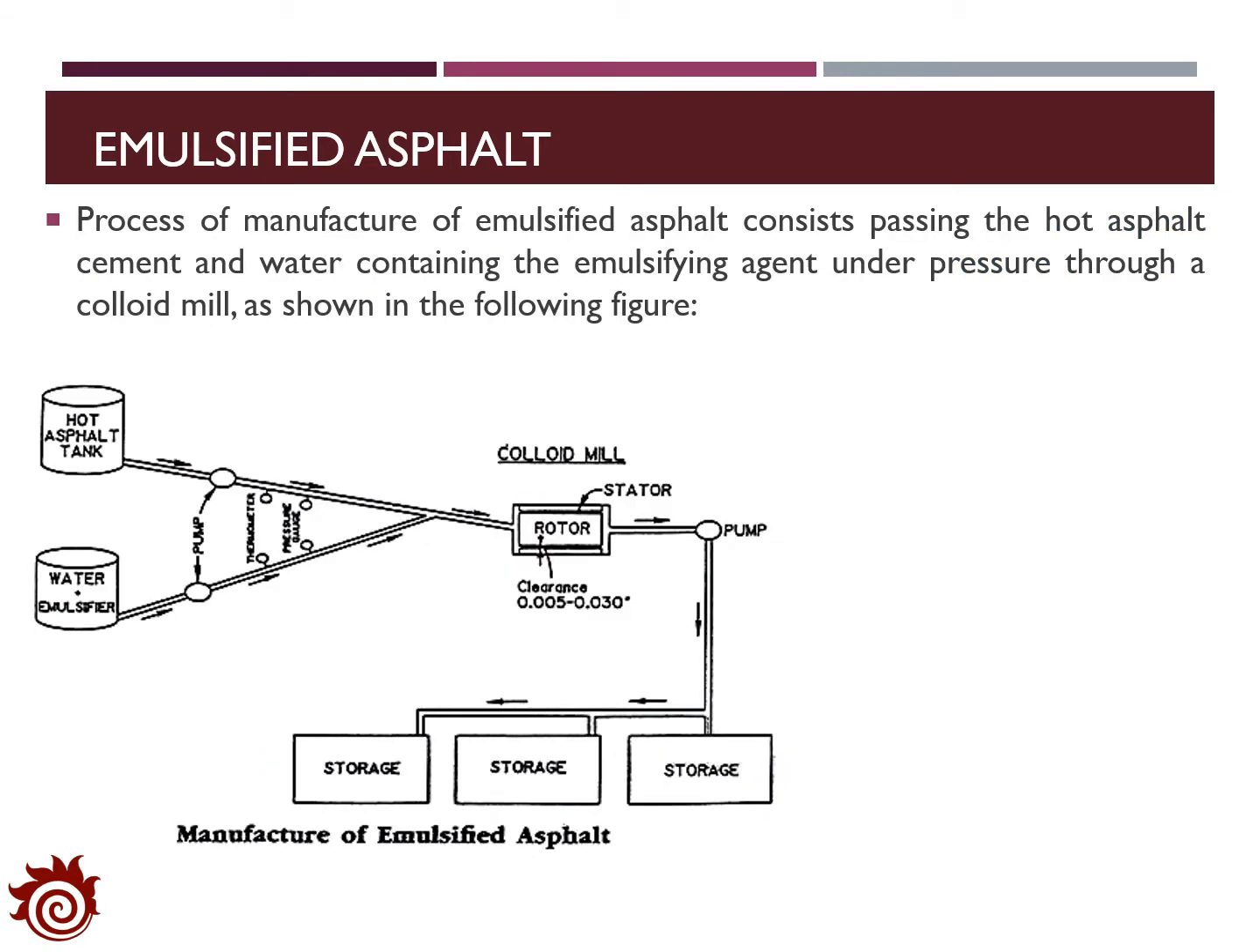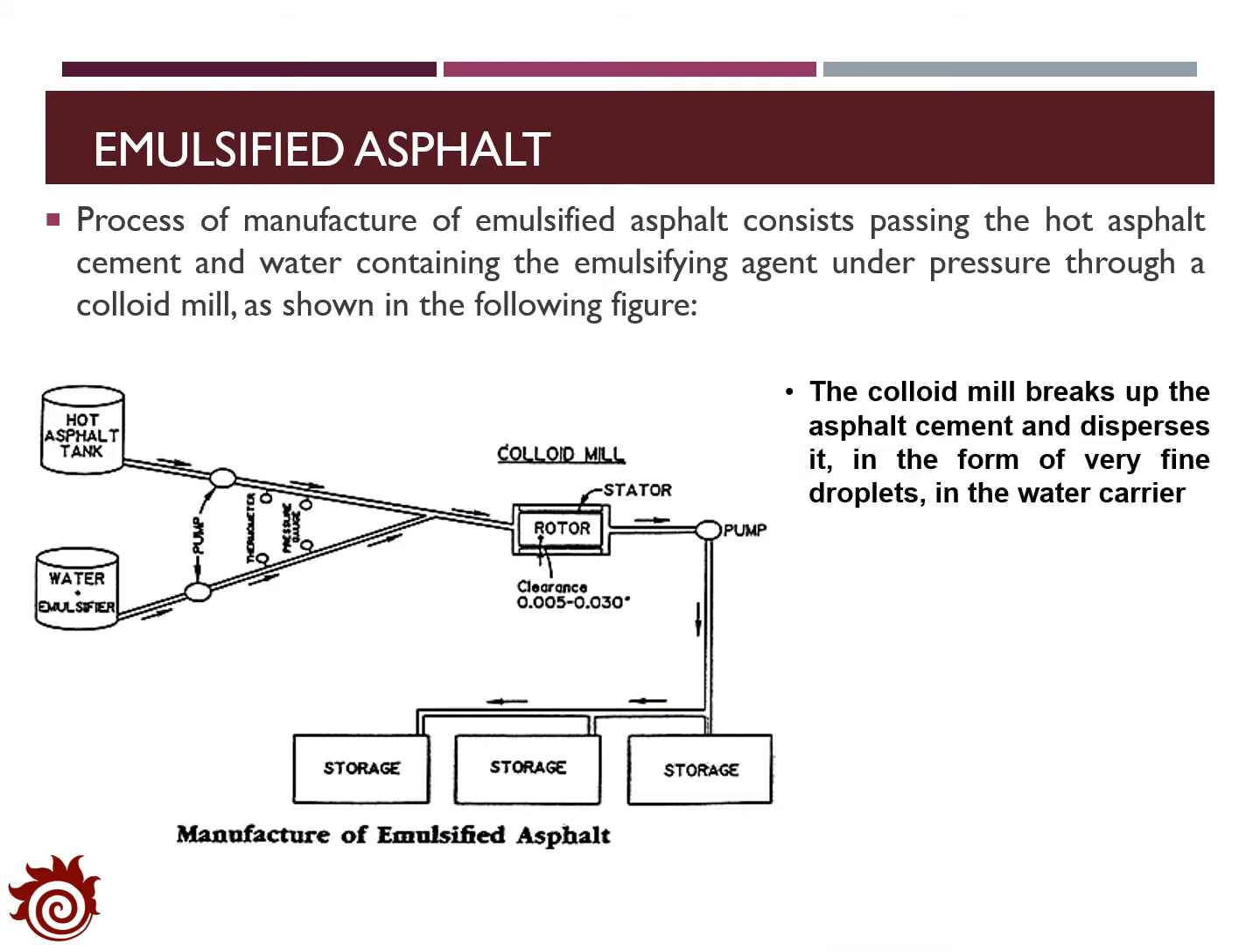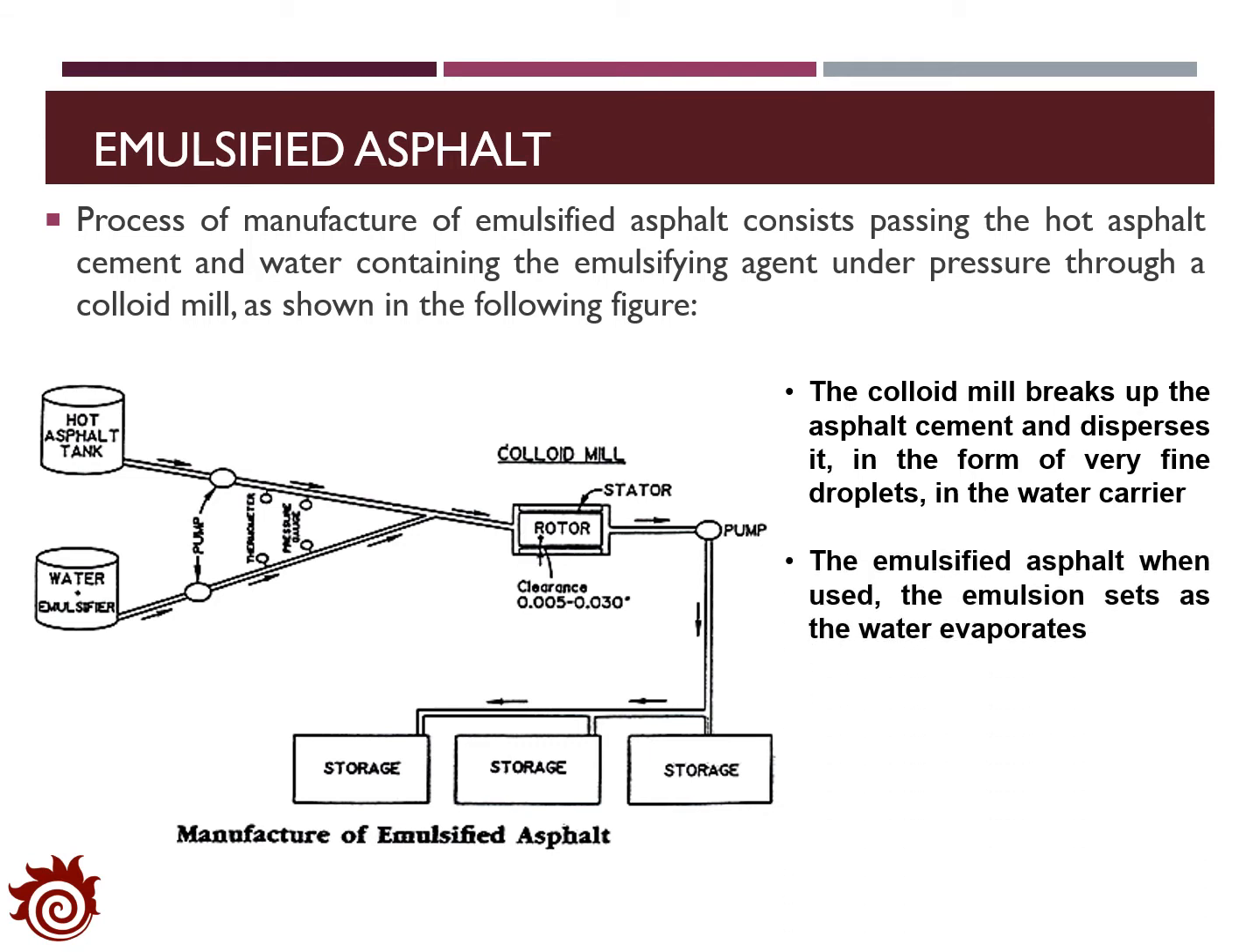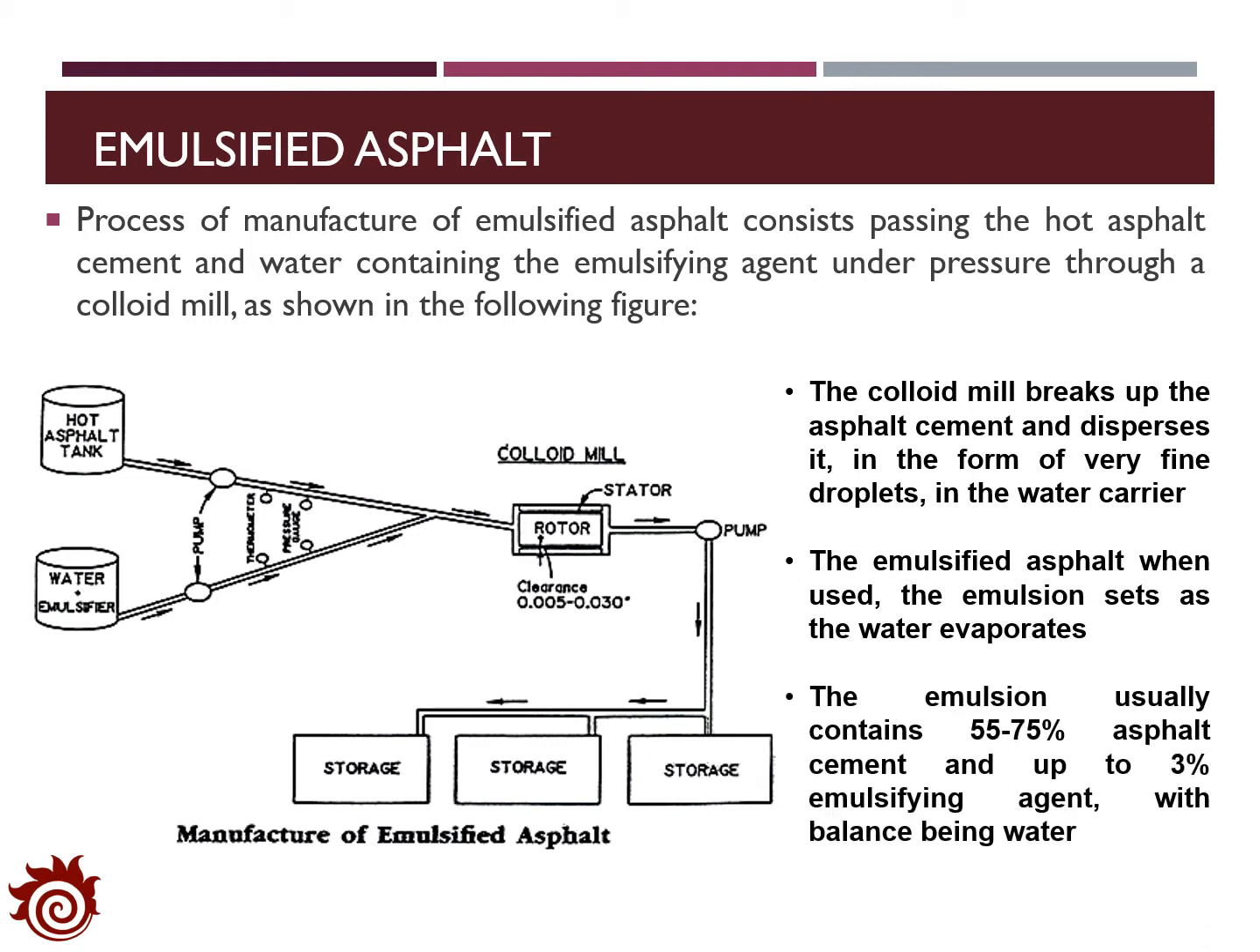The figure here shows the process of producing the emulsified asphalt. Basically, we will let the hot asphalt cement and water containing the emulsifying agent pass through the colloid mill. And the colloid mill will break up the asphalt cement into very fine droplets in the water carrier. When the emulsified asphalt is used, the emulsion sets as the water evaporates. Also, the emulsion usually contains 55 to 75% of asphalt cement and up to 3% of emulsifying agent, and the rest is the water.